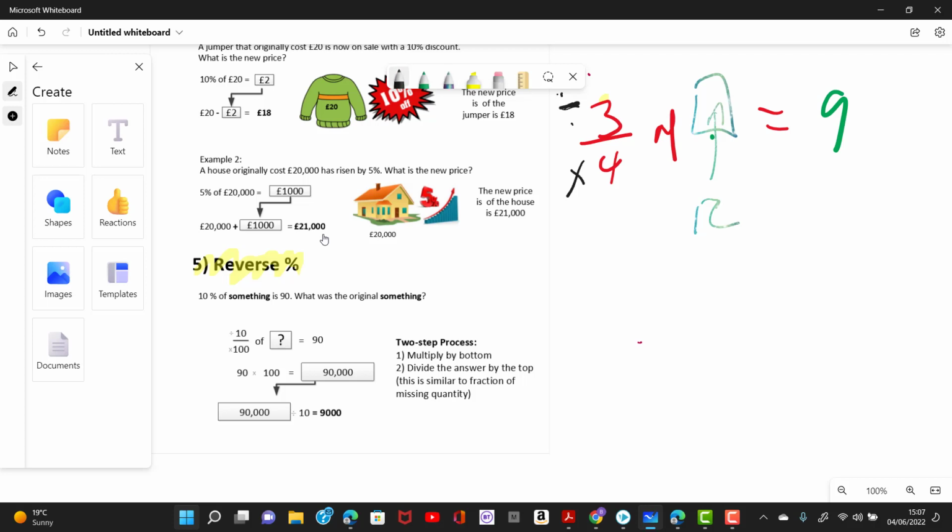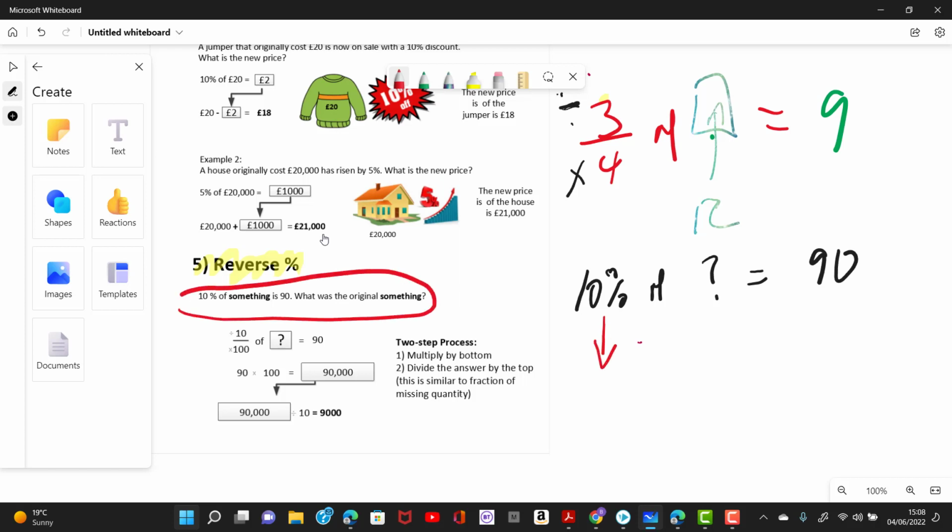So what is reverse percentage? Reverse percentage is when 10% of something equals, you know the answer, 90, but you don't know what that something is. So how do we do that? Well, all we have to do is turn that 10% into a fraction first. 10% equals 10 over 100, of this blank here, equals 90.